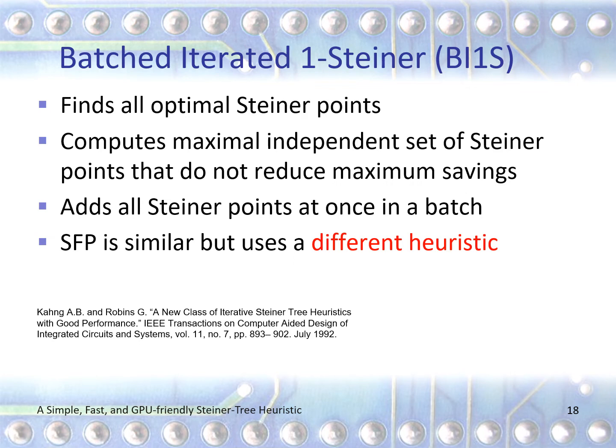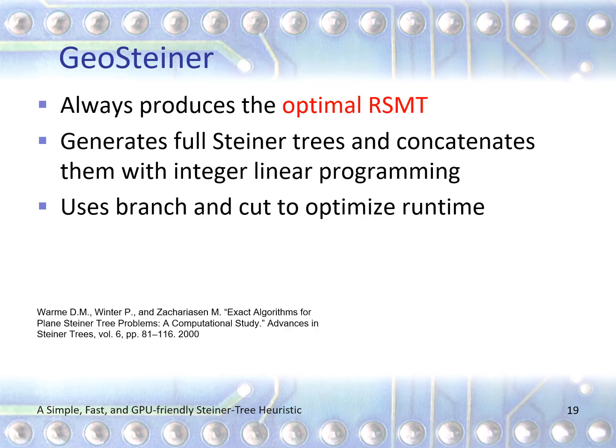SFP follows the same high-level structure of computing possible Steiner points, eliminating useless and conflicting candidates, and iteratively adding the remaining candidates in batches until convergence is reached. However, SFP uses a new and very different heuristic for identifying the possible Steiner points. GeoSteiner employs a two-phase exact algorithm for creating full Steiner trees. It first generates a small set of full Steiner trees and then concatenates them using an integer programming formulation solved by branch and cut. What's really cool about GeoSteiner is that it will always produce the optimal RSMT for any pin net.